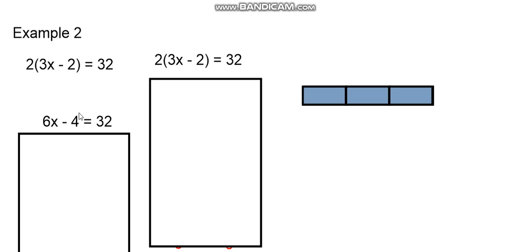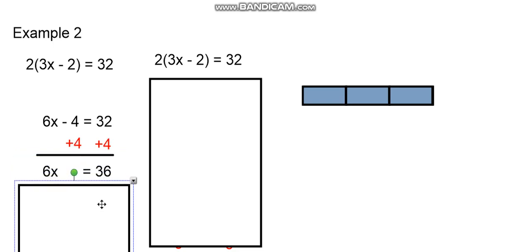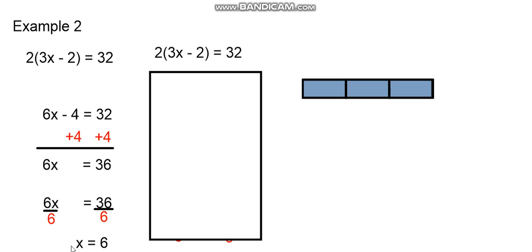So once I've got it to this point, it's similar to what we did before. I want to get rid of this negative 4, so I'm going to add 4 to both sides. These will cancel and I'm just left with 6x, and on this side I've got 36. So I've got 6x equals 36. But then I want to divide both sides by 6. So 6x divided by 6 gives me x. 36 divided by 6 gives me 6. So the answer is x equals 6.